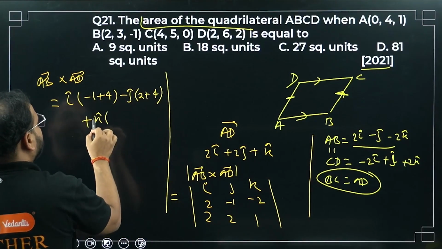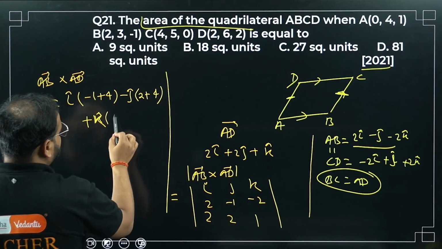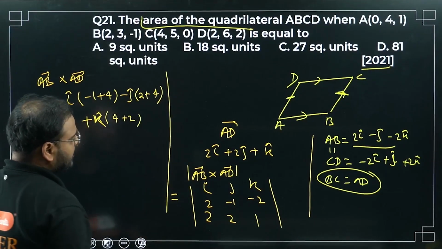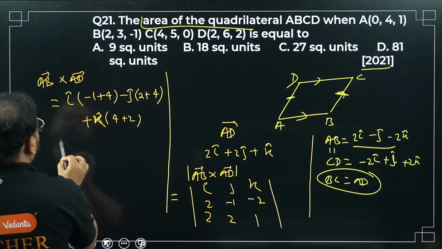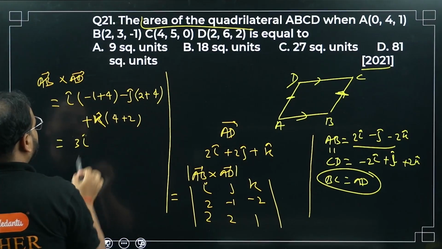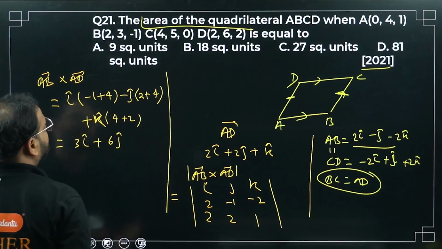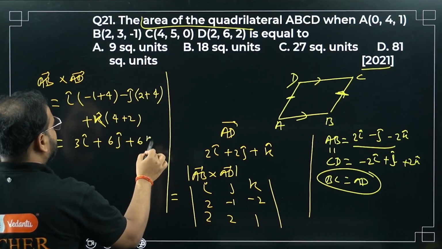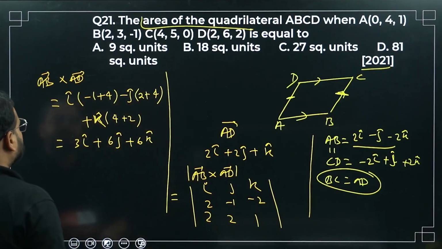Now last but not the least, k cap. 4 minus minus 2, so 4 plus 2 again. 2 into 2 is 4 and minus of minus 2, so plus 6. What I'm getting here? 3i cap, 4 plus 2 so plus 6j cap, and over here plus 6k cap. What is the answer going to be?